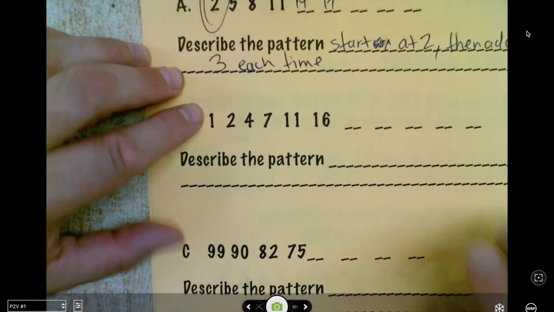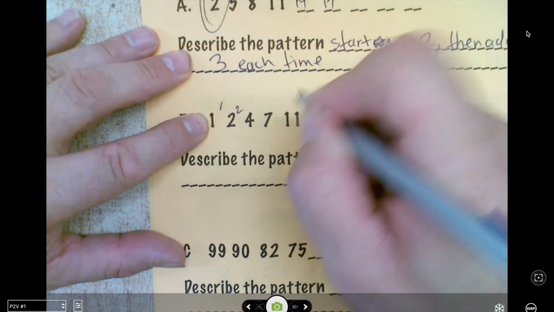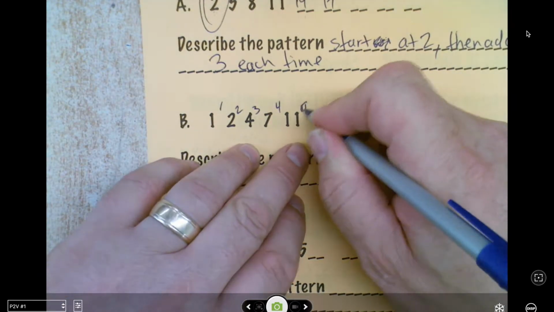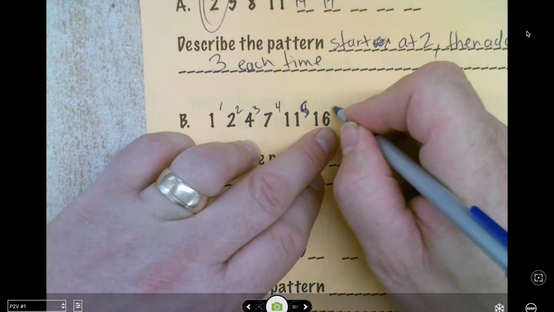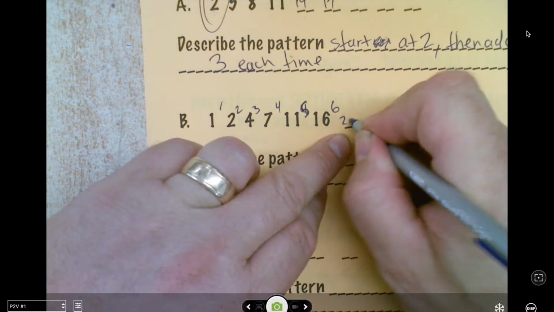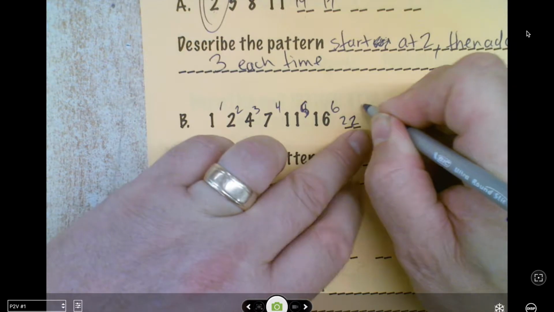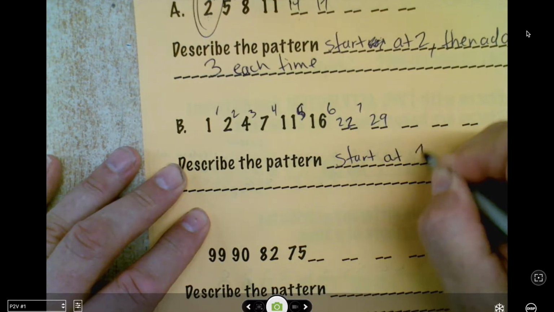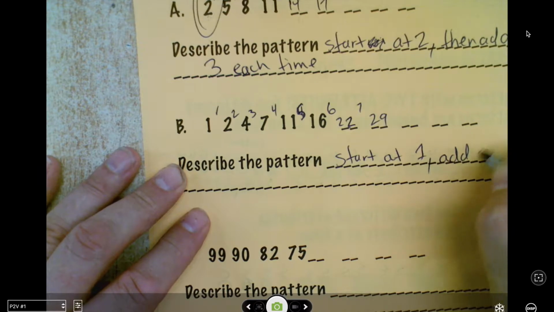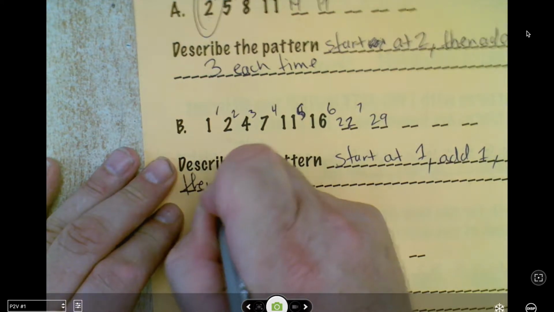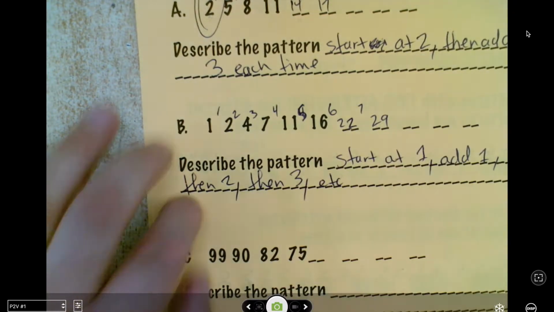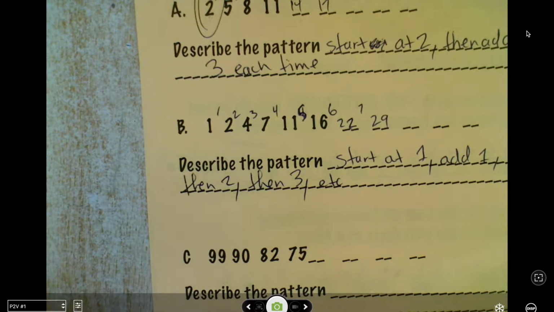Let's take a look down here. Difference of 1, then difference of 2, then difference of 3, difference of 4, difference of 5. So that would mean difference of 6 would come here. And that means I'd have 22. Then a difference of 7, that means 29, etc., etc. So this pattern, again, start at 1, add 1, then 2, then 3, and then etc. Keep going. Start at 1, add 1, then 2, then 3, so on and so on.